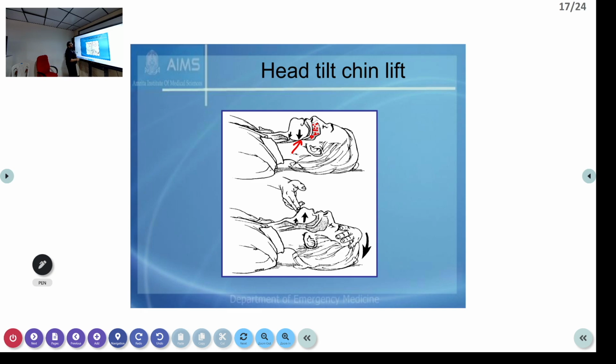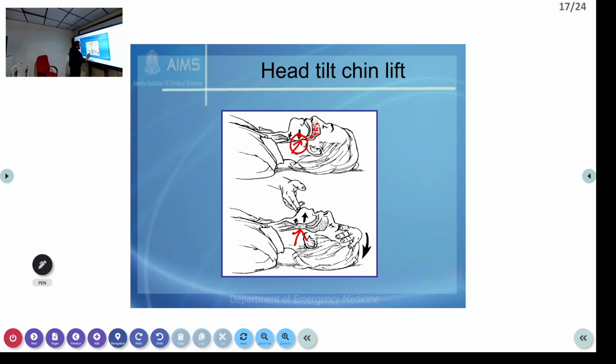In order to open up the airway, you have to do a manual maneuver called chin lift and head tilt, or jaw thrust, whichever maneuver you are using. You have to lift up the chin and tilt the head so that airway patency is maintained. See here, the airway is closed. Now by doing a chin lift and head tilt maneuver, the airway is opened. So that is very important.